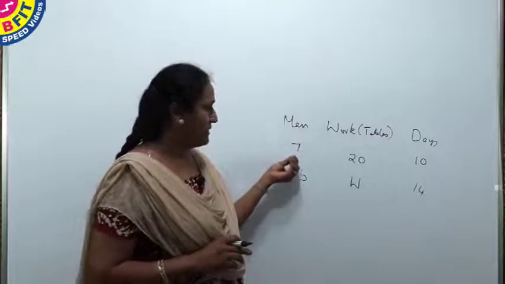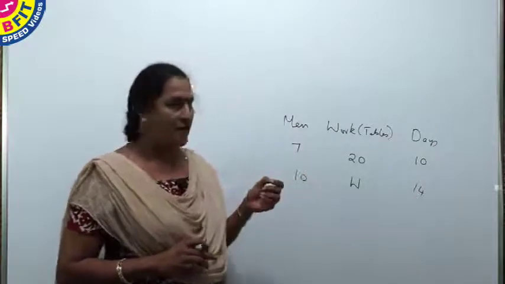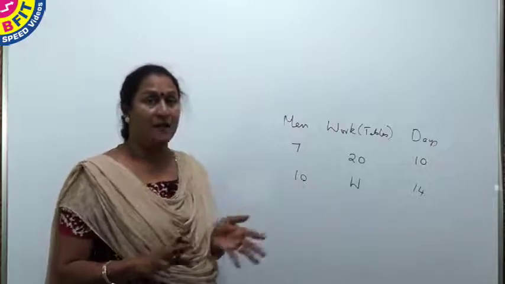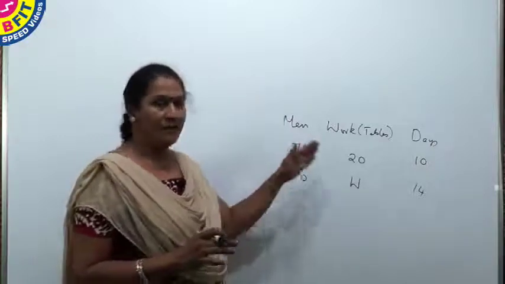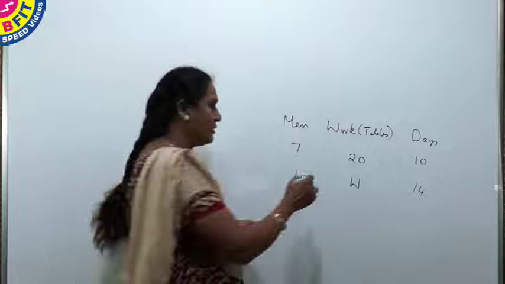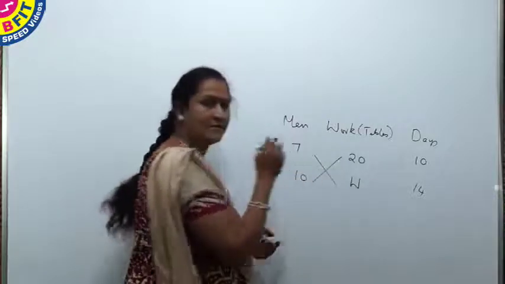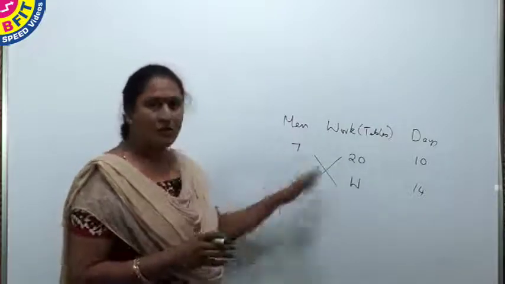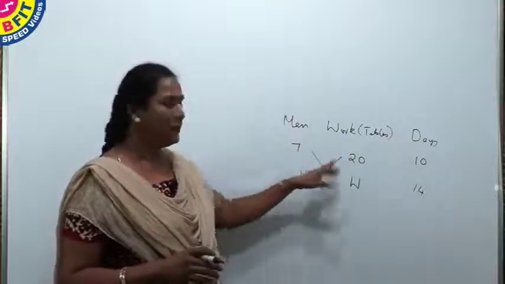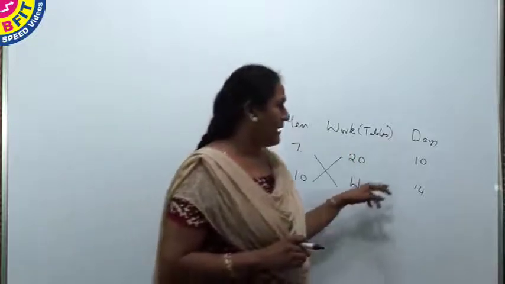So if 7 men can make 20 tables and if there are 10 men, they can make more number of tables. So men and work vary directly. So cross products will be the same. So for direct variation, cross products will be equal. So we cross multiply. And days and work.